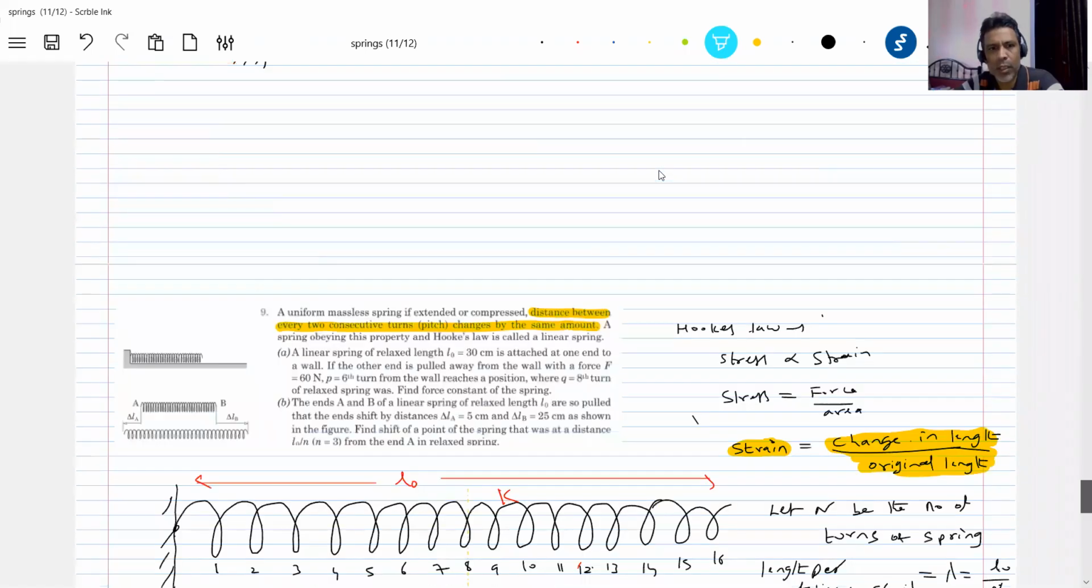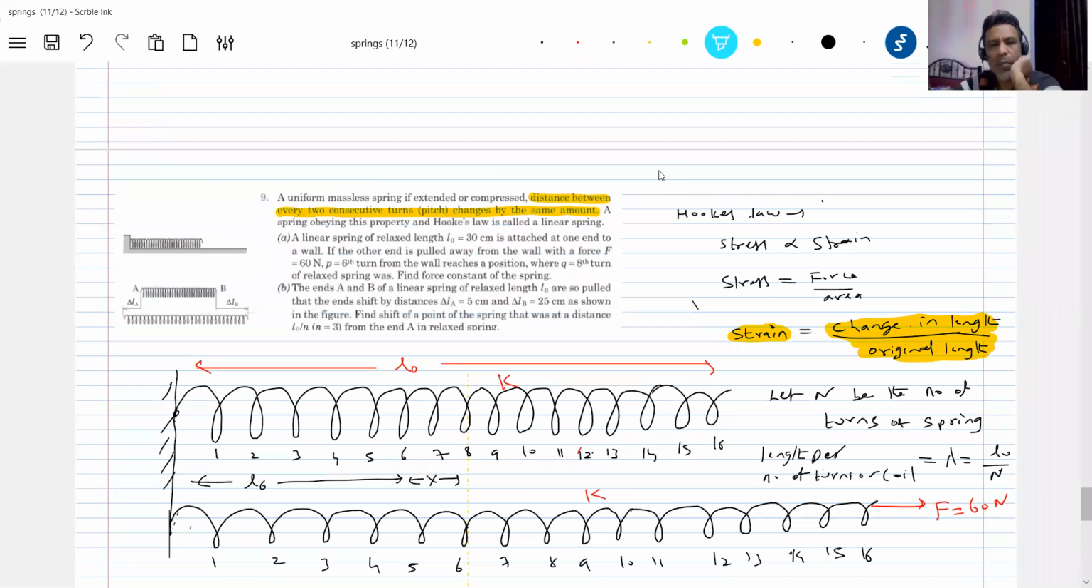Come to the second part. The ends A and B of a linear spring of relaxed length L naught are so pulled that the ends shift by distances delta LA and delta LB as shown in the figure. Find the shift of a point of the spring that was at a distance L naught by 3 from the end A in the relaxed spring, that one.